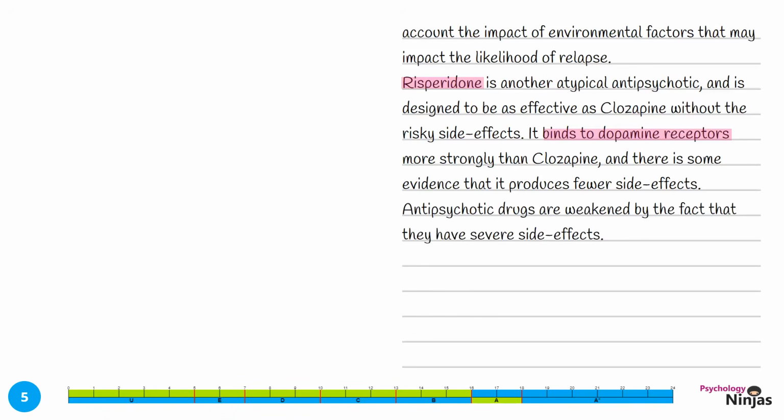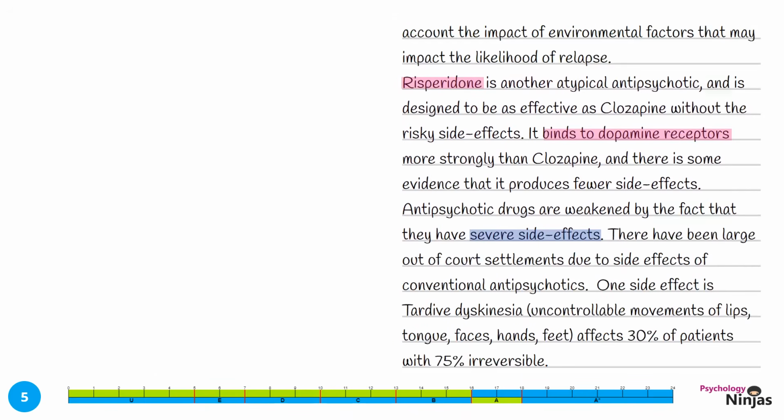Antipsychotic drugs are weakened by the fact that they have severe side effects. We've clearly identified this as a negative for the use of drug therapies to treat schizophrenia. We then want to explain some specific side effects for antipsychotics.